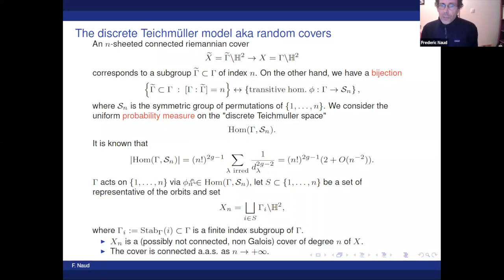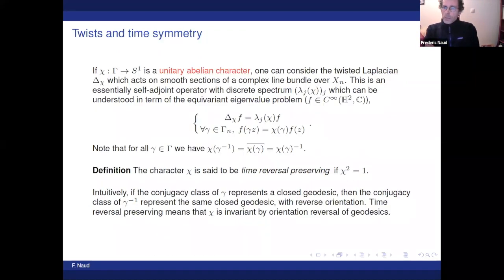Okay, so what is known is that with high probability, this cover is connected when n goes to infinity. Okay, so there is just one component here with high probability. And most likely, it's not a Galois cover. So what I'm going to do now is to look at Laplacians on these random covers. But I want to look at a twisted Laplacian, because I want to see the effect of the time reversal symmetry on the spectral statistics. So a way to do that is to twist your Laplacian by just a simple abelian character. So we take an abelian character which is globally defined on gamma. Okay. So this Laplacian will be defined on all the random covers because they correspond to subgroups.